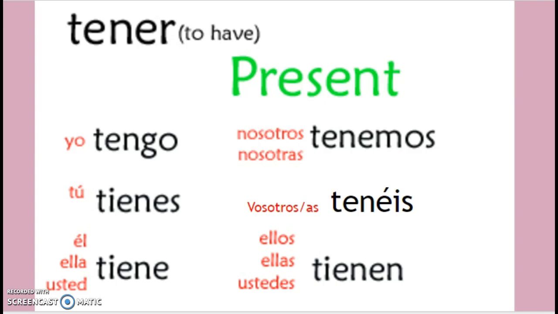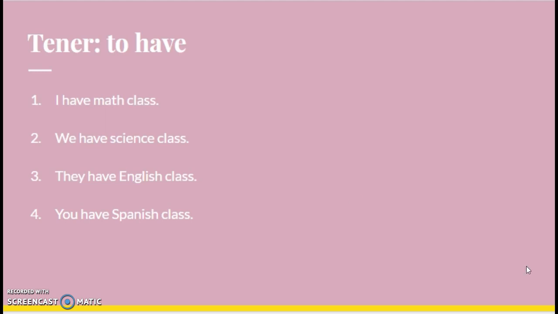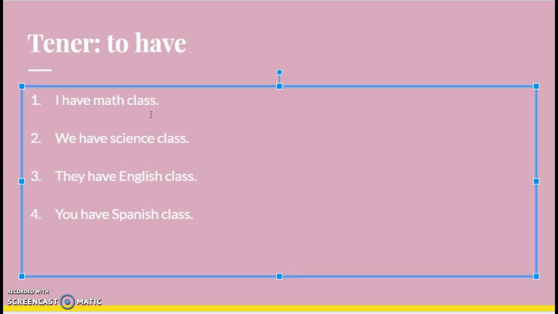So now that you have tener copied down, I want you to use your notes, and we're going to translate some of these. I'll do a couple just to get you started. So I have math class. Think on your chart which box is I. The I box is the yo box. In that box, it's tengo. So tengo, you can use your vocab list, how to say math class. So it would be la clase, and then since math is acting as an adjective, it's going to come after and say matemáticas.